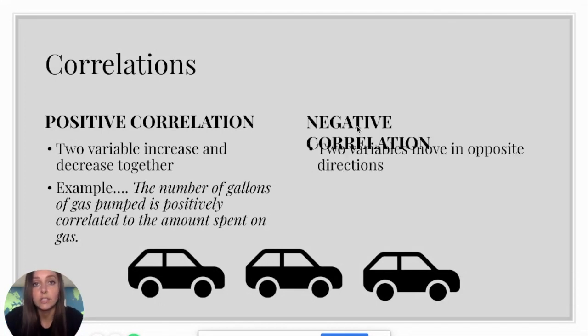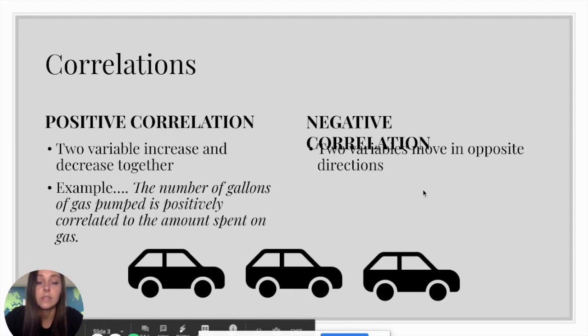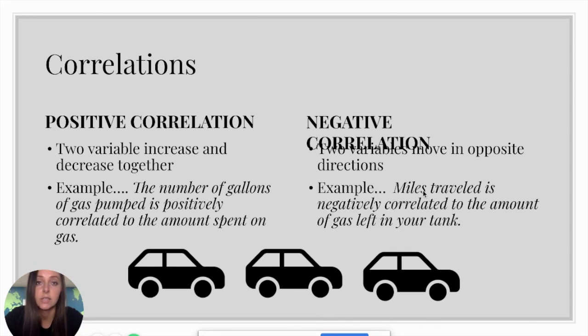So negative correlation is just two variables that move in opposite directions. So for example, say you've got a full tank of gas and you're driving. Well, the more miles you drive, the less gas you're going to have, right? So they're moving in different directions. So positive, same direction, negative, different directions.